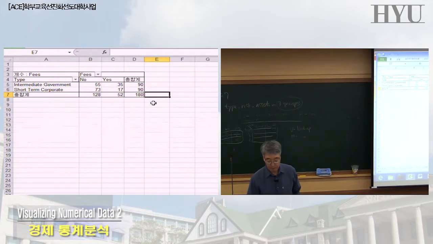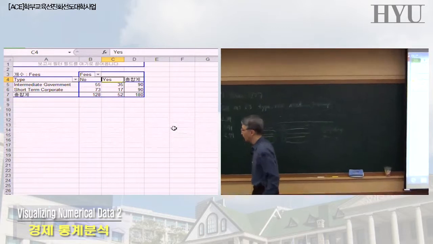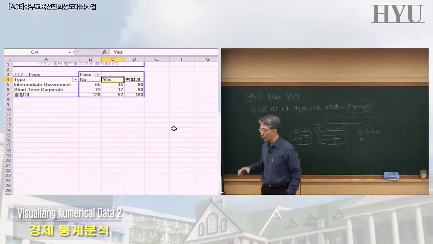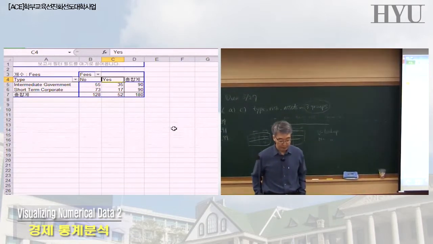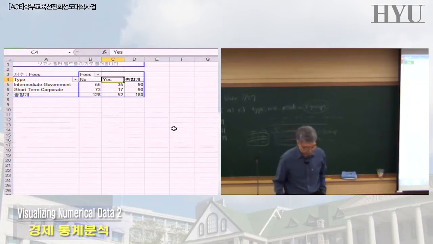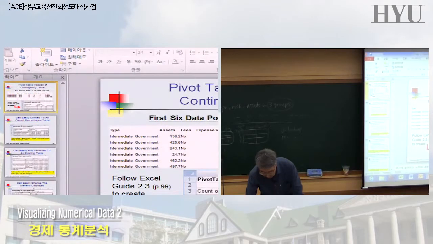What happened is I clicked outside the table, so this tool disappeared. If you click anywhere inside the table, it shows the tool again. So it just quickly counted all those things and created this table. That's the first table we have here. The only difference is in this table, they put yes first and no later. If you want, you can do that.